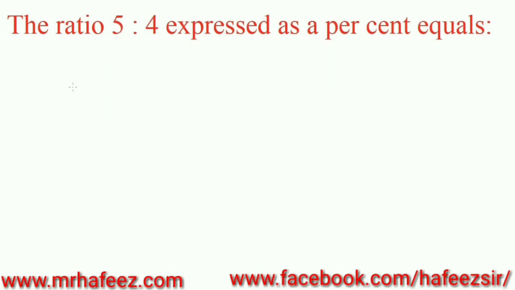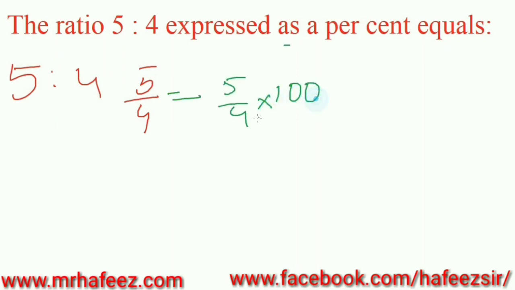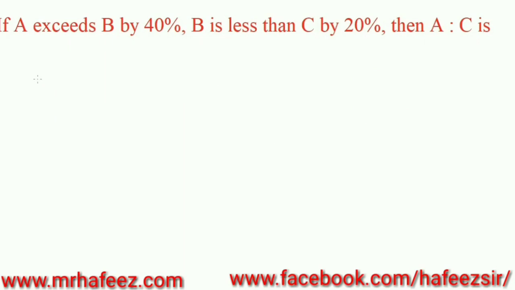The ratio 5 is to 4 expressed as a percentage: 5 is to 4 is nothing but 5 by 4. Yes or no? So into 100. 4 ones 4, 4 twenty-fives 100. Answer is 125%. That's it.